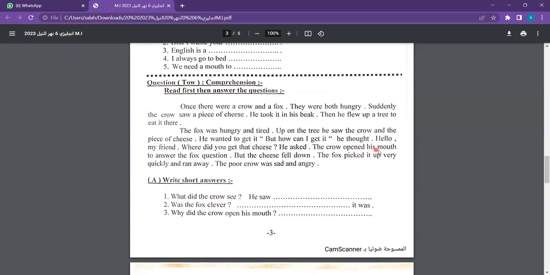The crow opened his mouth to answer the fox's question, but the cheese fell down. The fox picked it up very quickly and ran away. The poor crow was sad and hungry. Do you remember this story?